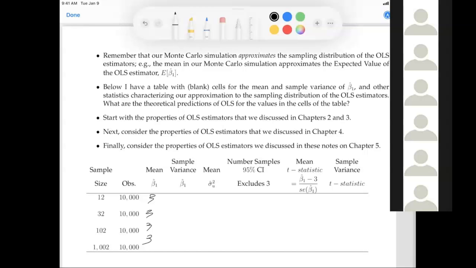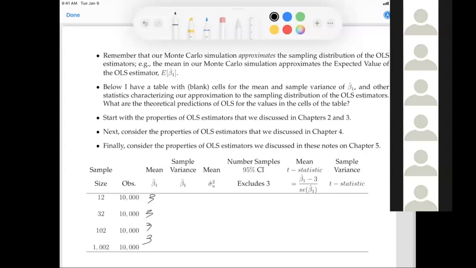So it's in the notes, and what we're drawing on is that the expected value of beta hat 1 is equal to the population parameter under assumptions MLR 1 through 4. All right. What else can you say from chapter 2 with respect to these predictions? Not chapters 2 through 4, but chapters 2 and 3, for predictions in our Monte Carlo simulation?